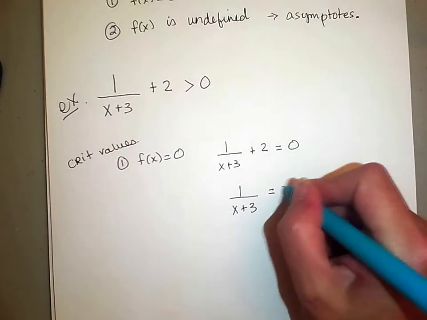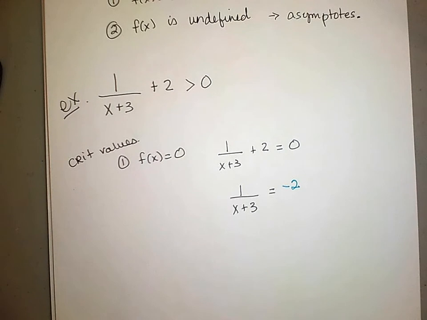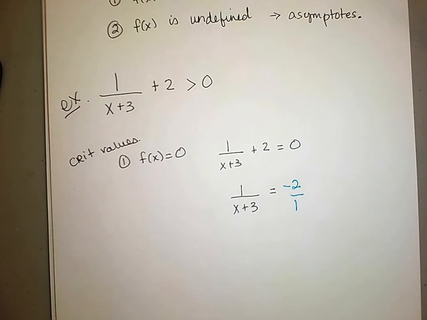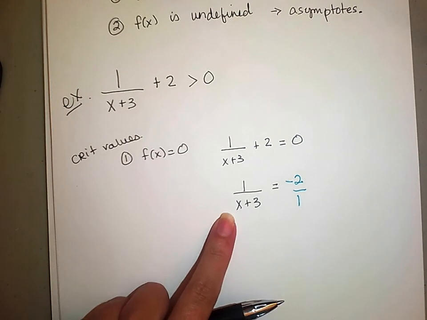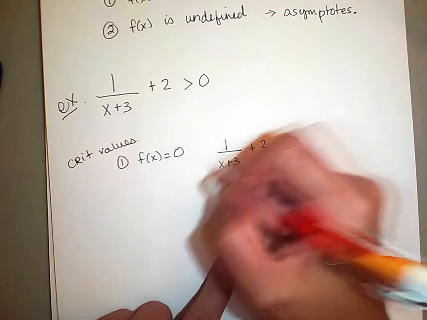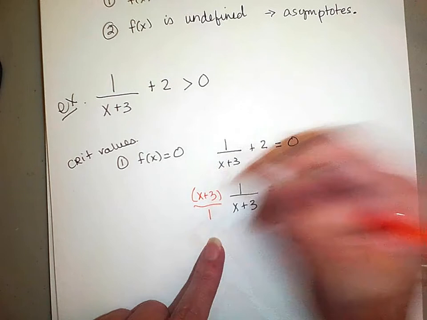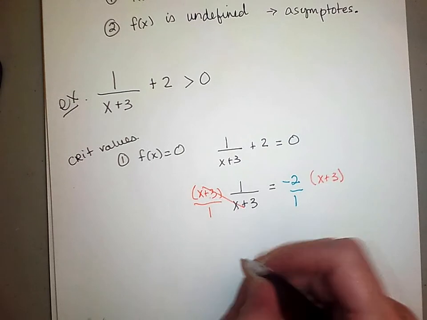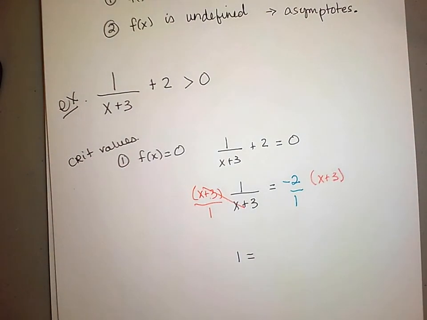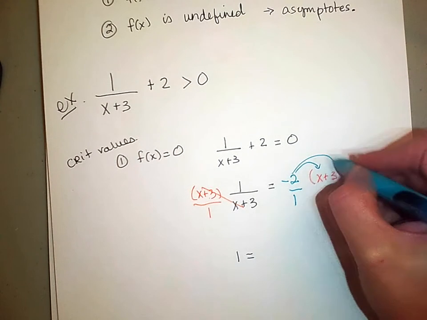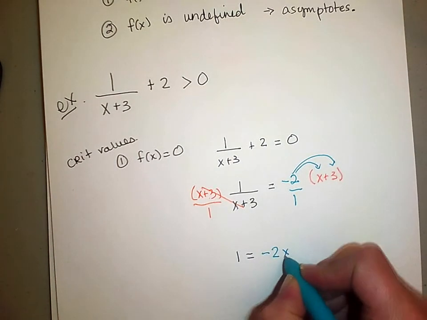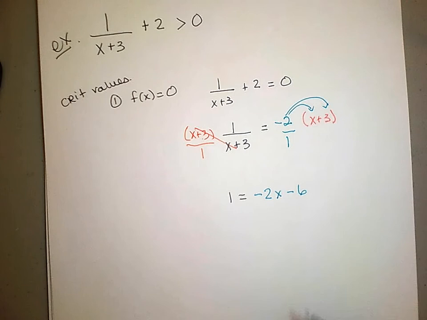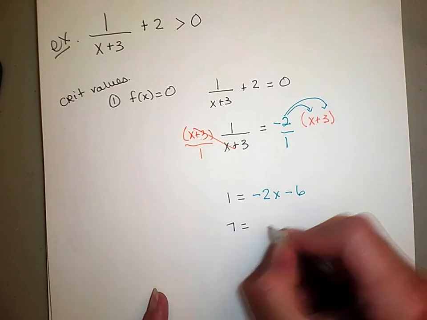Well, let's subtract 2 from both sides to get 1 over x plus 3 is equal to negative 2. And you can think about this as negative 2 over 1 if you'd like. Let's clear this fraction because our x is in the denominator and we can't have that. So let's multiply both sides by x plus 3. You can think about that as x plus 3 over 1 if you'd like. Now these will cancel, and we're left with 1 is equal to, and let's distribute this, negative 2x minus 6.